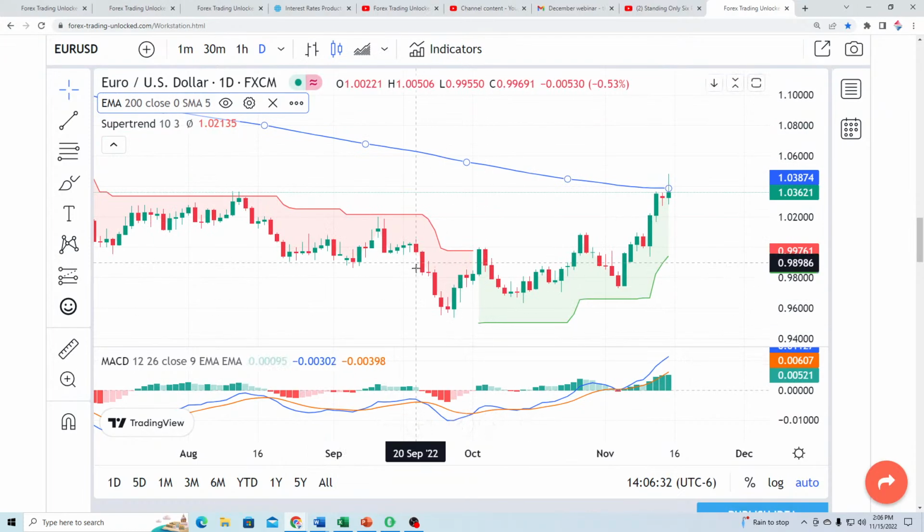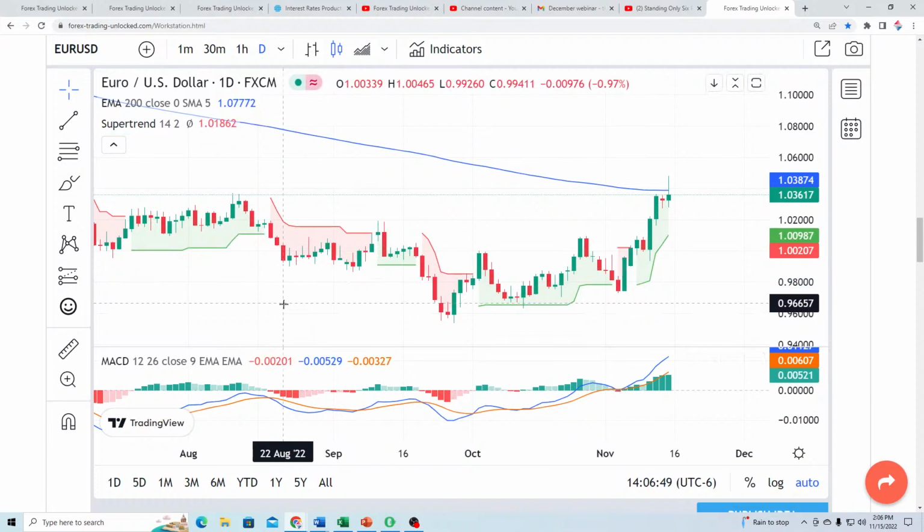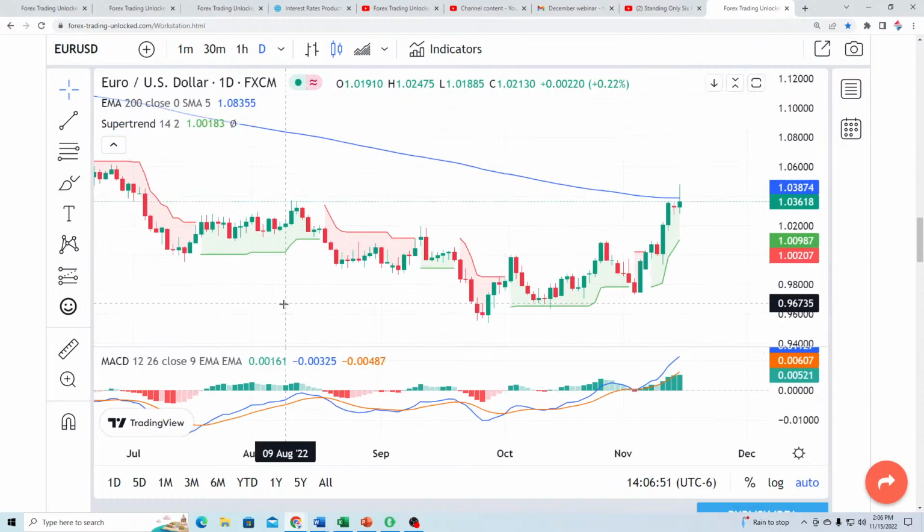Now click on the settings icon for the Supertrend Indicator. The ATR length needs to be changed to 14, and the factor needs to be changed to 2. Now click on the OK. So we've changed 2 of those. We've adjusted them to our settings.